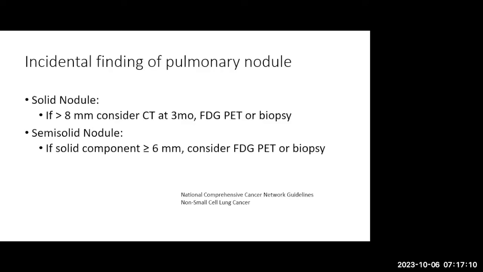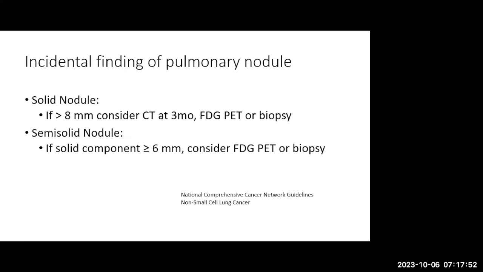Based on the National Comprehensive Cancer Network guidelines, when do we typically see these patients with single pulmonary nodules referred for FDG PET scan? If we're talking about a solid nodule greater than 8 millimeters, then the recommendation is to consider CT at 3 months, FDG PET, or biopsy. If we're talking about a semi-solid nodule, which has a solid component with some ground glass opacification associated with it, and that solid component is greater than or equal to 6 millimeters, then we consider FDG PET or biopsy. So these are the kind of patients we will get referred to us for FDG PET.